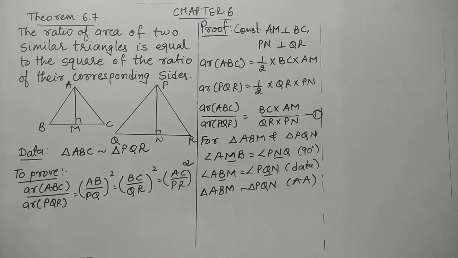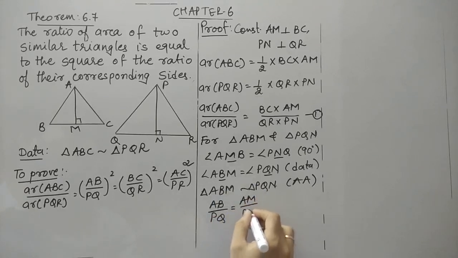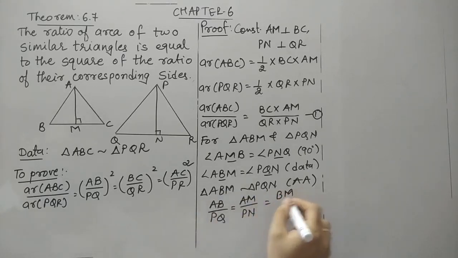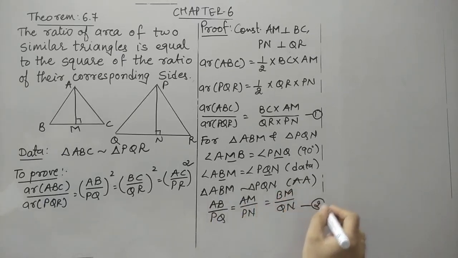Now when these two triangles are similar, we know that the corresponding sides are also in the same ratio. So AB upon PQ is AM upon PN. One more ratio is there, BM upon QN, but we are not going to use this. I'll give this as equation number 2.